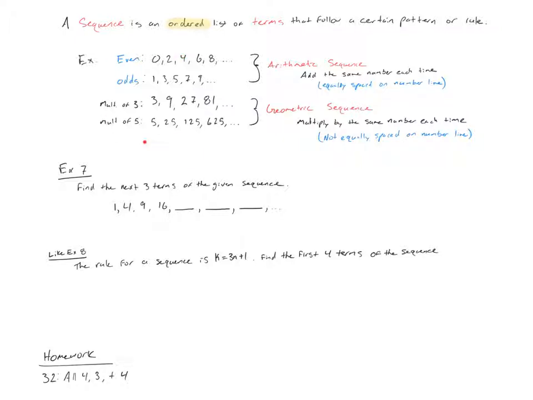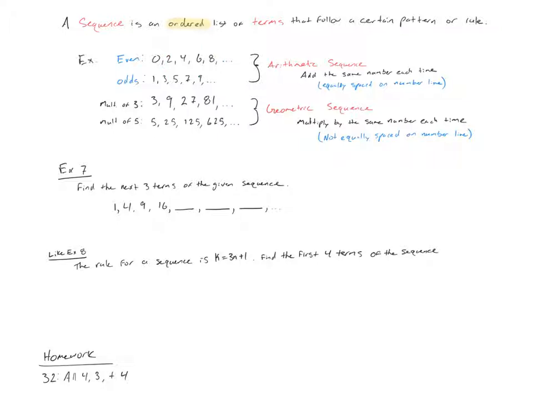I gave 4 different examples of some sequences. And these follow a certain pattern or rule. So for this one, it's just the evens, a set of all the even whole numbers. So it's 0, 2, 4, 6, 8. So they follow that pattern. You can find the next one based on the pattern. So if I ask you, what's the next one? You'd say 10, 12, 14. This one's the odds. So 1, 3, 5, 7, 9. The next one would be 11, 13, 15, etc. You can see that pattern in there.